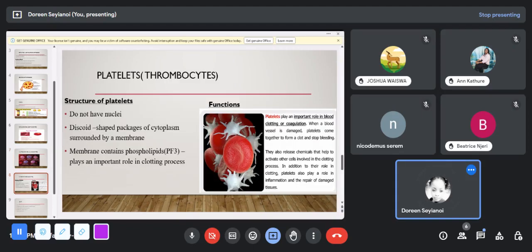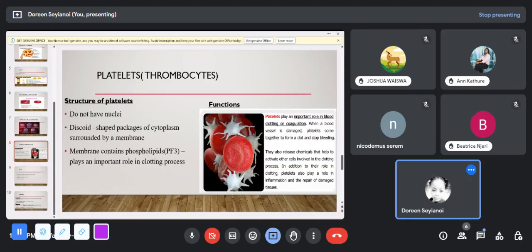Number 4, we have the platelets. These ones are responsible for blood clotting. They also lack a nucleus. They are discoid in shape. And also the cytoplasm is surrounded by a membrane, and the membrane contains phospholipids. An example is PF3, which plays an important role in the blood clotting process. So when you're cut, or when you experience some injuries and you have some blood loss, these platelets, through a cascade of processes, rush to the site of injury, and they help in reducing the rate of blood loss.